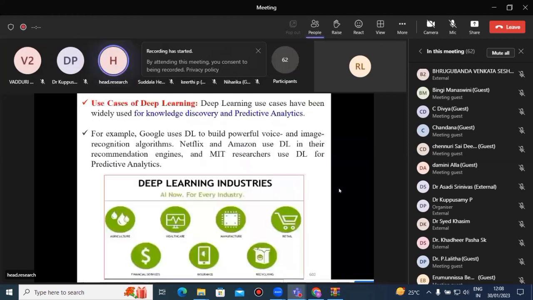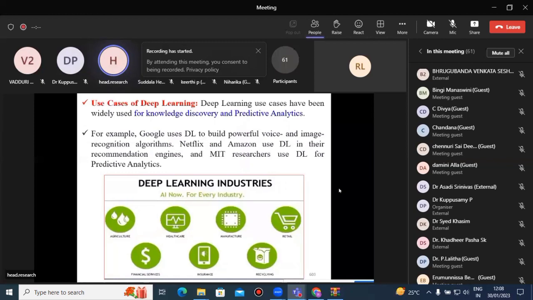What are the use cases of deep learning? Who is using it worldwide? It is used for knowledge discovery and predictive analytics. For example, Google uses deep learning to build powerful voice and image recognition algorithms. Netflix and Amazon use deep learning in their recommendation engines. And MIT researchers use deep learning for predictive analytics.